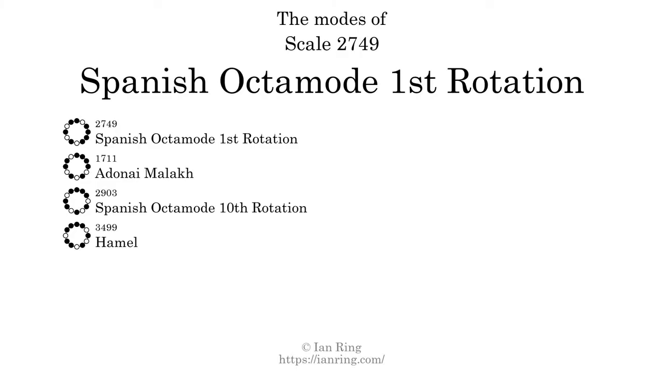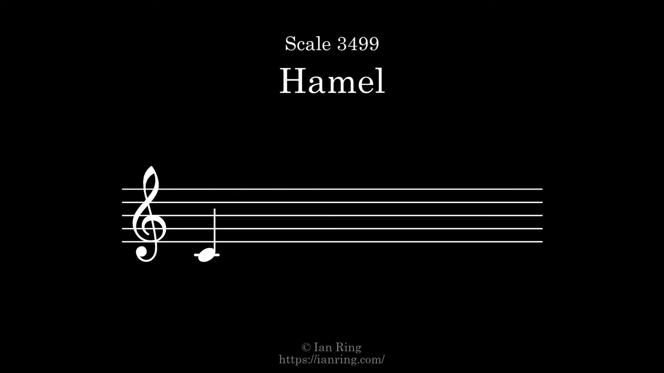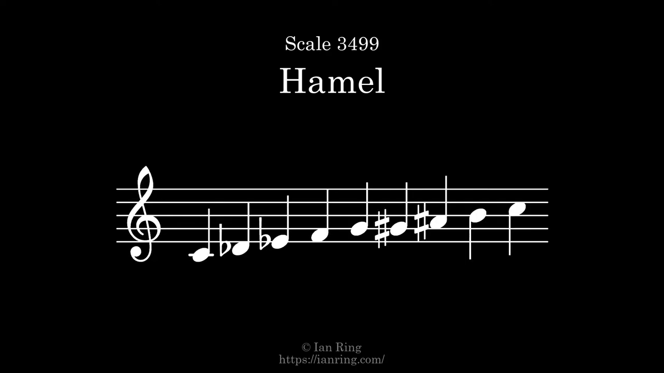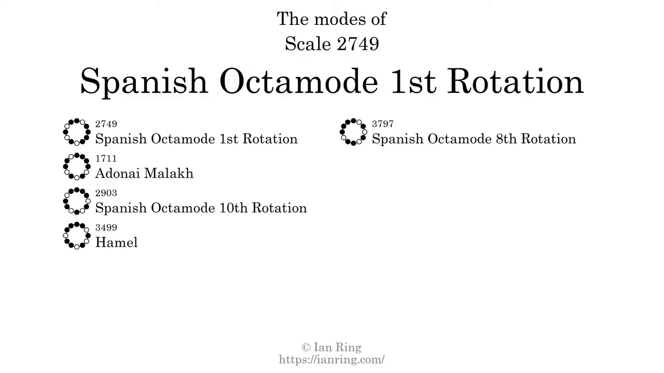The fourth mode is scale 3499, also known as Hamel. It sounds like this. The fifth mode is scale 3797, also known as Spanish octamode 8th rotation. It sounds like this.